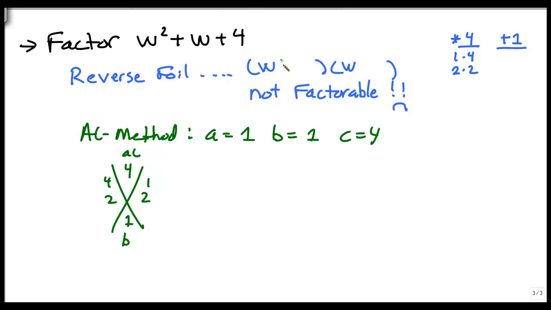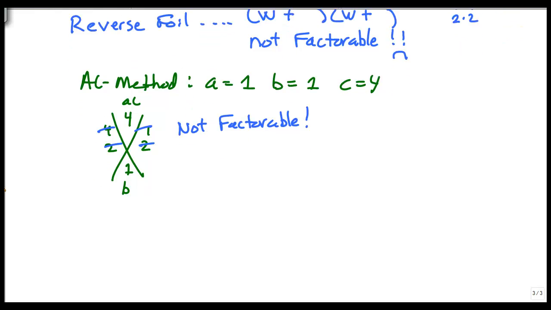And then also up here in the reverse FOIL, because both of these signs are positive, I know both of these signs have to be positive too, so that tells me I can't subtract. This isn't going to work, neither is this. There's no combination that will work, so it's not factorable. You have to be tenacious with these. You have to check all the factors, and checking 4 isn't bad, because with 4, it's just 1 times 4 and 2 times 2. So again, this one is not factorable, and not everything will be factorable.